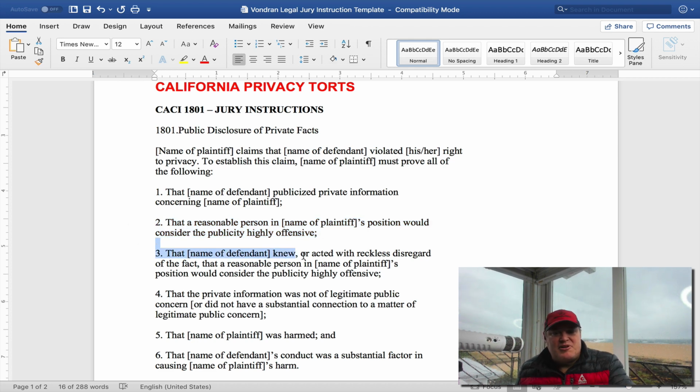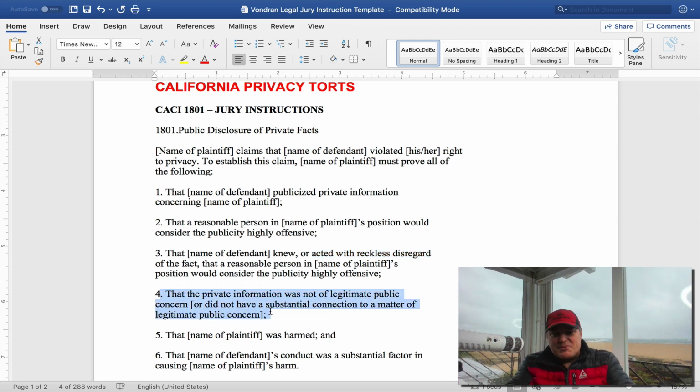Number three, that the defendant knew or acted with reckless disregard of a fact that a reasonable person in plaintiff's position would consider the publicity highly offensive. So they knew or were acting in reckless disregard that the person would consider it highly offensive. You need to be able to allege that, and it can be hard. How can you prove they knew something, their state of mind? How can you prove they knew it? Many times you're going to be looking at acted with reckless disregard of the fact, just didn't care, like a bull in a china shop, who cares, that kind of thing.